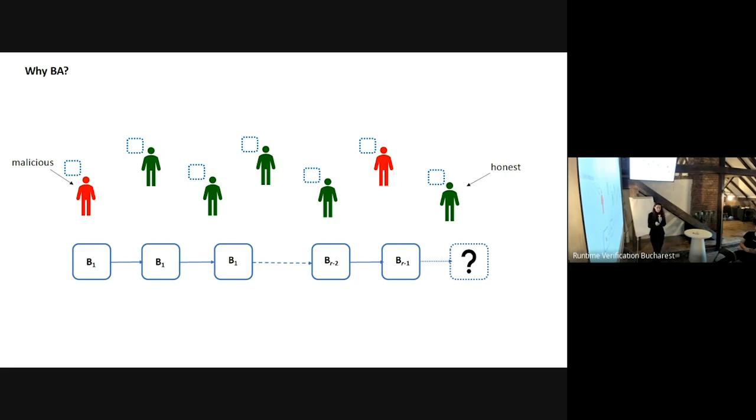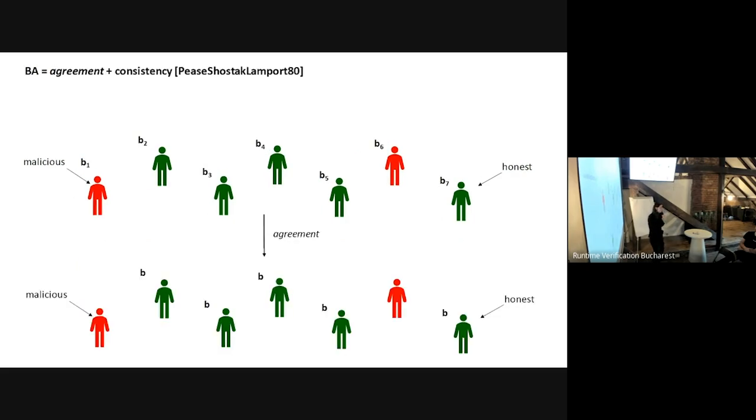So what is Byzantine agreement? It was introduced by Pease, Shostak, and Lamport in the 1980s. This protocol satisfies two main properties called agreement and consistency. Here on this slide, you have illustrated the agreement property. For explaining this, you can think of the following scenario.